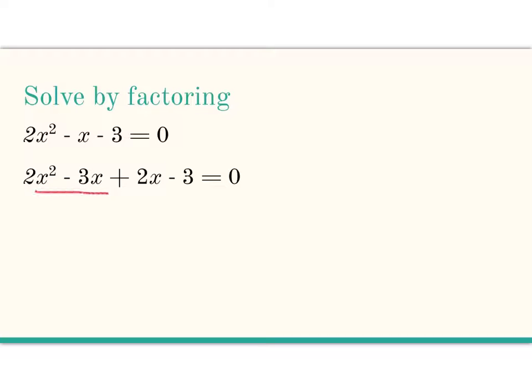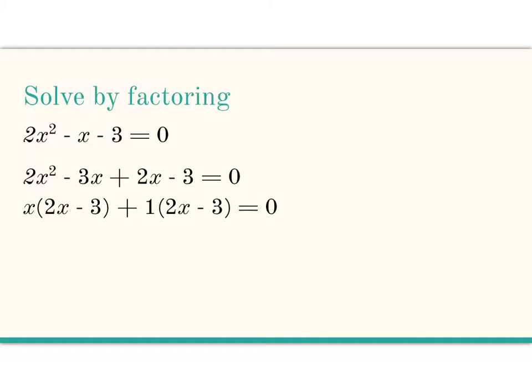GCF of the first two terms is x, so we factor out an x. GCF of the last two terms is 1. We factor out 1 to have x times (2x minus 3) plus 1 times (2x minus 3). Please note that the two sets of parentheses are exactly the same. That is a requirement for us to go forward.